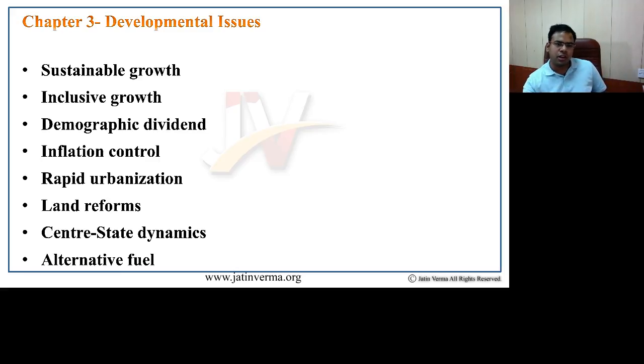Redistribution ensures that the lower strata of the society are also similar stakeholders, equitably placed so that the growth benefits pass down to them as well. So sustainable growth would be defined as growth which could be sustained for a longer period of time. It is actually providing benefits to the present generation without compromising the needs of the future generation as well.